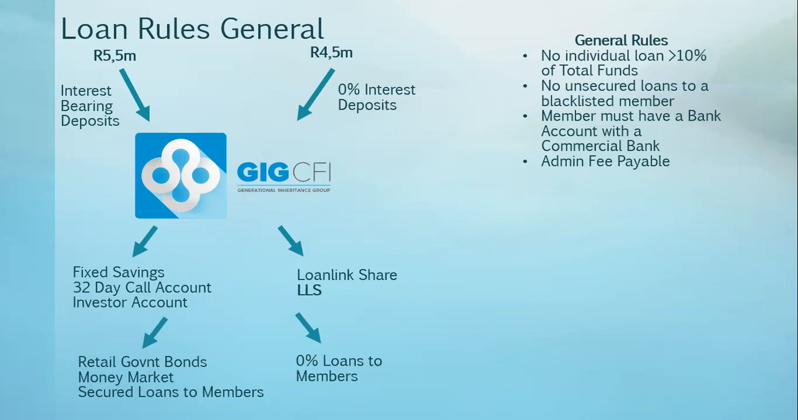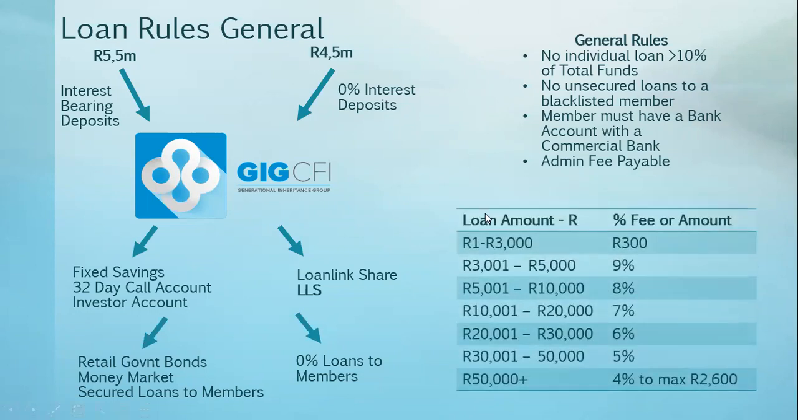Also understand that when you make a loan, there will be an admin fee payable on that loan. It's a once-off admin fee, and the admin fee is the following. Depending on the amount of money, if you borrow less than 3,000 Rand, there's a minimum fee of 300 Rand just to process the loan, because we have to pay people for doing that work in the back office.